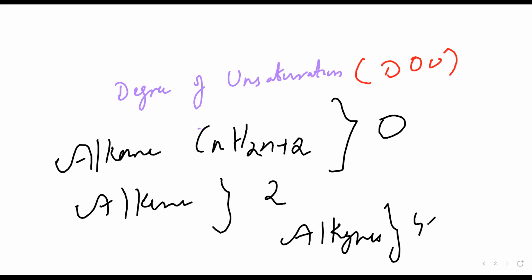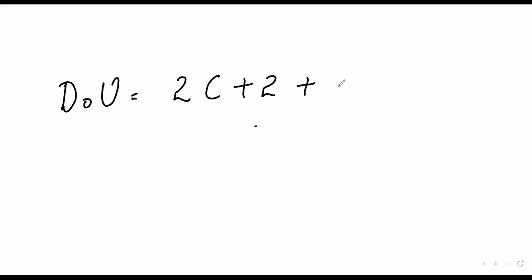One of the most common questions they ask in the entrance is for benzene actually. And there is a formula to do this question. Degree of unsaturation, so DOU. The formula is very easy: 2C plus 2 plus N minus X minus H, all by 2.